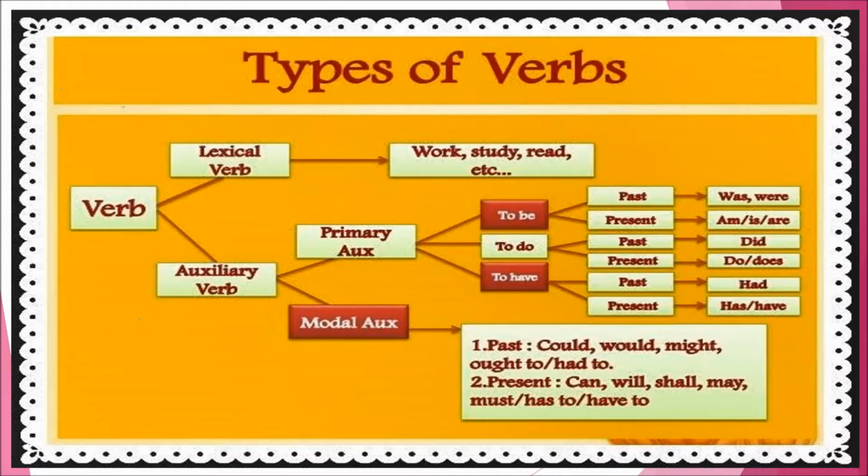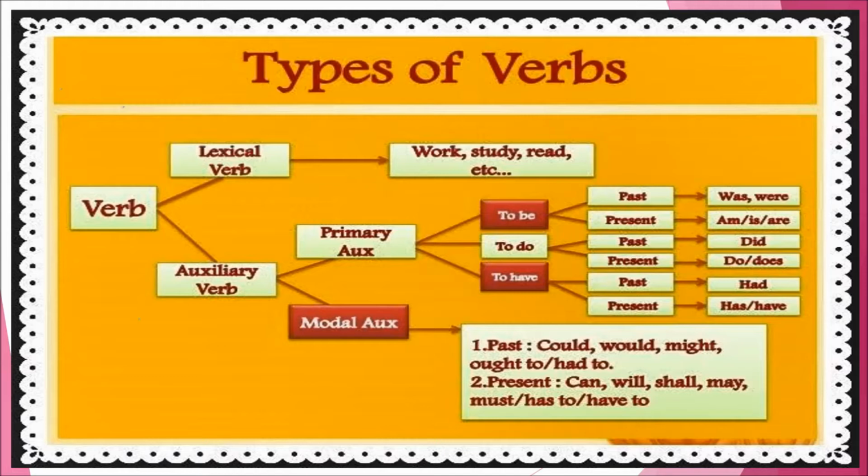Verbs are divided into two types: lexical verb and auxiliary verb. Lexical verb is otherwise called main verbs. Examples are work, study, read, etc. All these words can exist independently and provide complete meaning to the sentence.